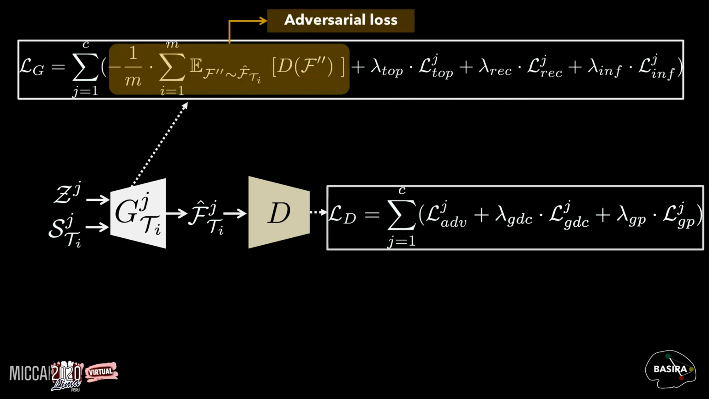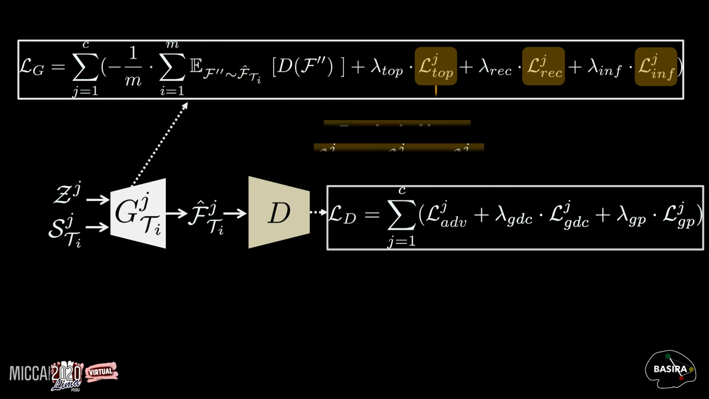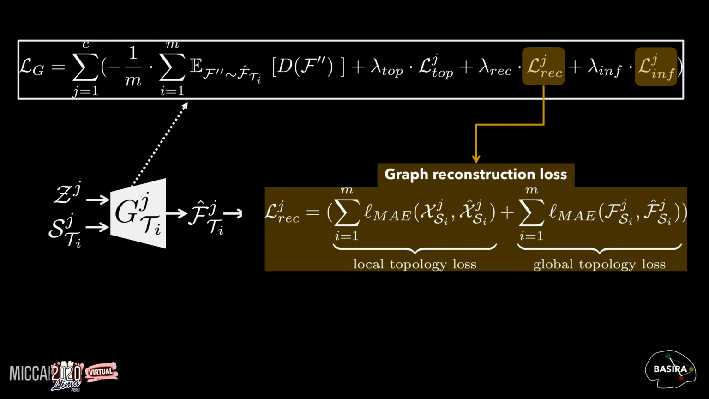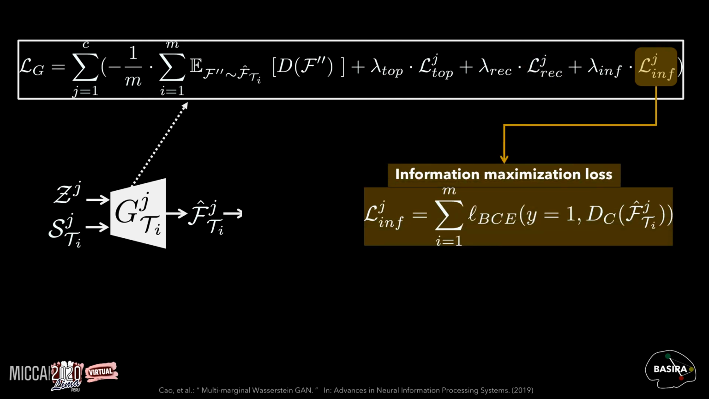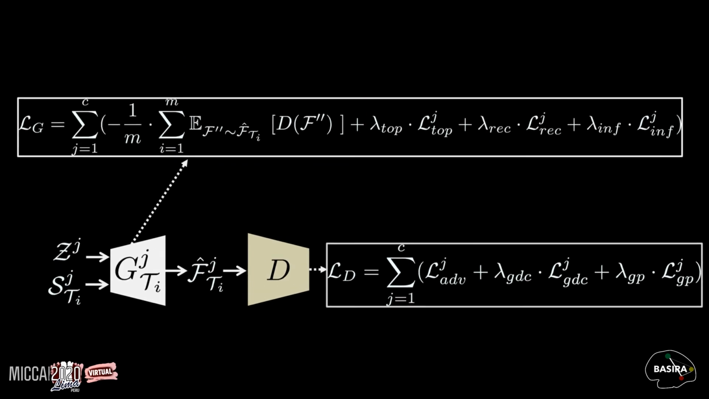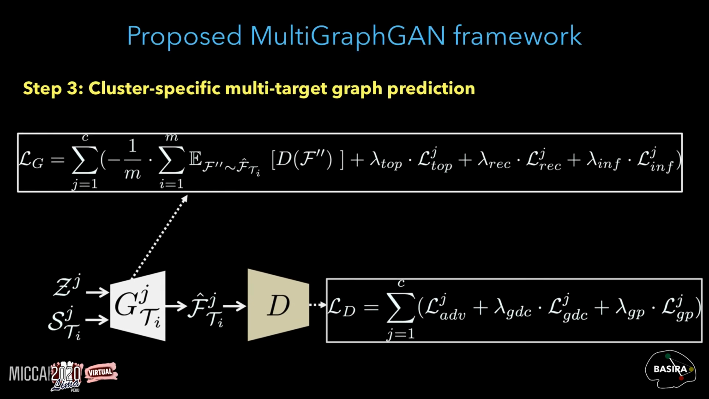For the generator loss function, we also include 3 loss terms in addition to the original adversarial loss. The first one is our proposed topological loss, the second one is a graph reconstruction loss, and the last one is the information maximization loss. Similar to the discriminator loss, we add 3 hyperparameters that need to be tuned and we sum over the C clusters. Those were the 2 loss functions we used to train our MultiGraphGAN.